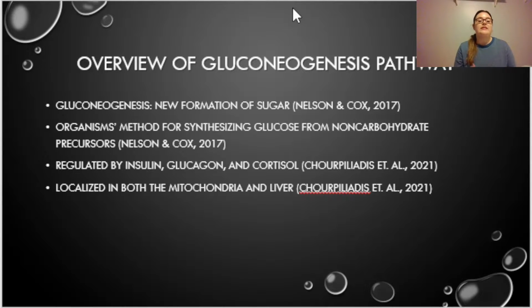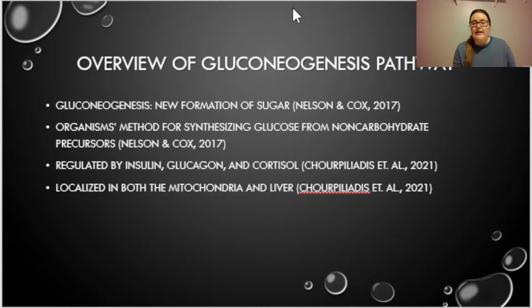Gluconeogenesis means the new formation of a sugar, and it is really the opposite of glycolysis. In glycolysis, we started out with glucose and wanted to split it into pyruvate. But in gluconeogenesis, we start out with 2 molecules of pyruvate and combine them through enzyme-catalyzed reactions to form sugar, because living organisms need this method for synthesizing glucose from non-carbohydrate precursors.